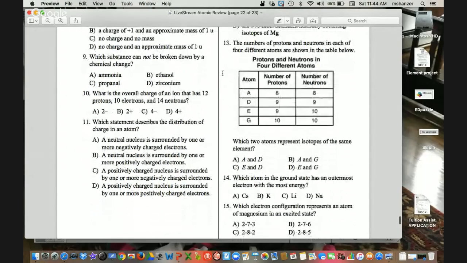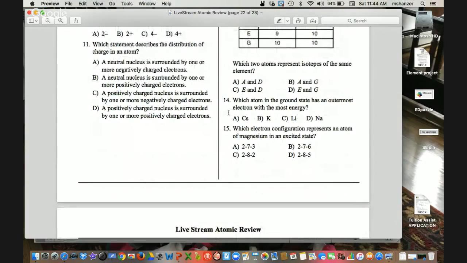Let's look at question 13. The numbers of protons and neutrons in each of 4 different atoms are shown in the table below. We have atoms A, D, E, and G, their proton number, their neutron number. Which 2 atoms represent isotopes of the same element? In order to navigate your way through this, you have to look for the 2 that have the same number of protons, because if they're the same element, they must have the same atomic number, which means they must have the same proton number. These are the only 2 that have the same proton number. So this would be your correct answer, choice C, which would be atoms E and D.